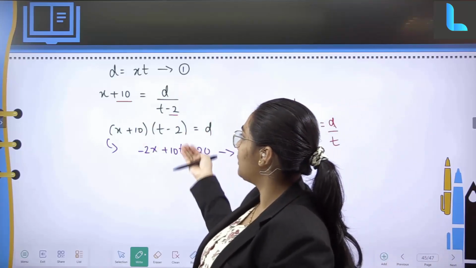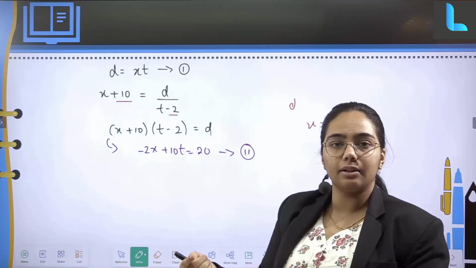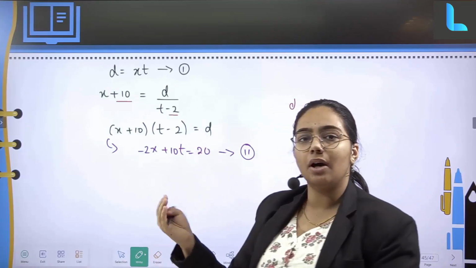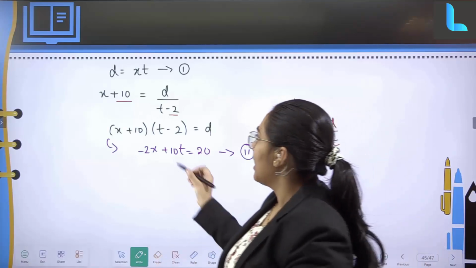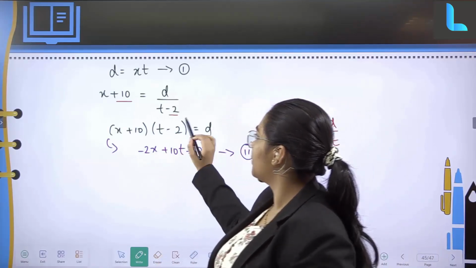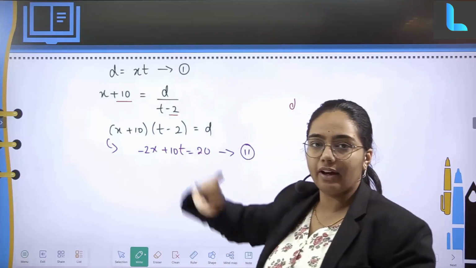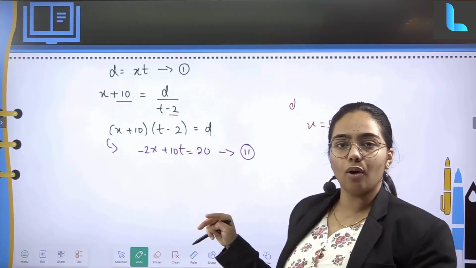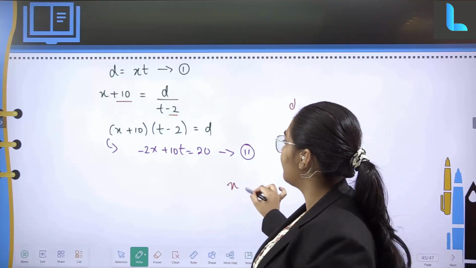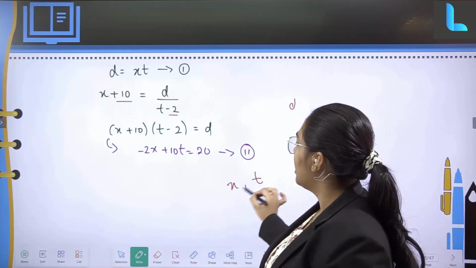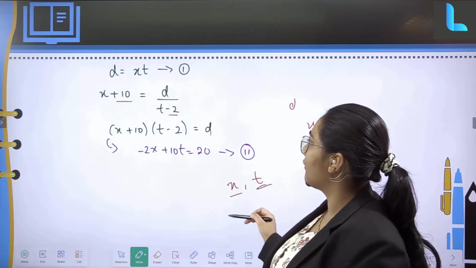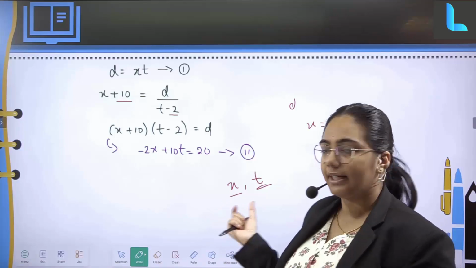So speed is equal to distance upon time. If speed was 10 kilometer faster, hence plus 10, and it would have taken 2 hours less, that is minus 2. x plus 10 into t minus 2 is equal to d. I already have one equation, so with this I'll get another equation. So when you solve both the equations, you will get the value of x and t. So x, whatever you find out, is going to be your speed, and t, whatever you find out, is going to be your time taken.